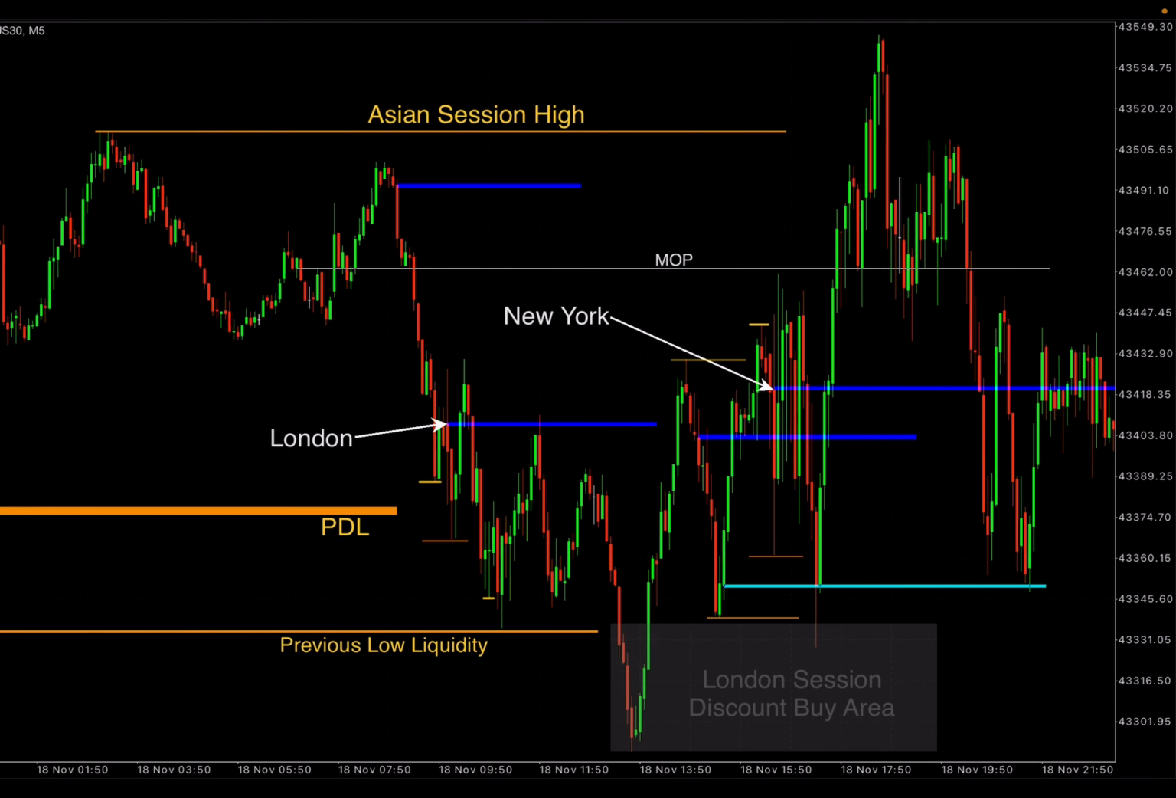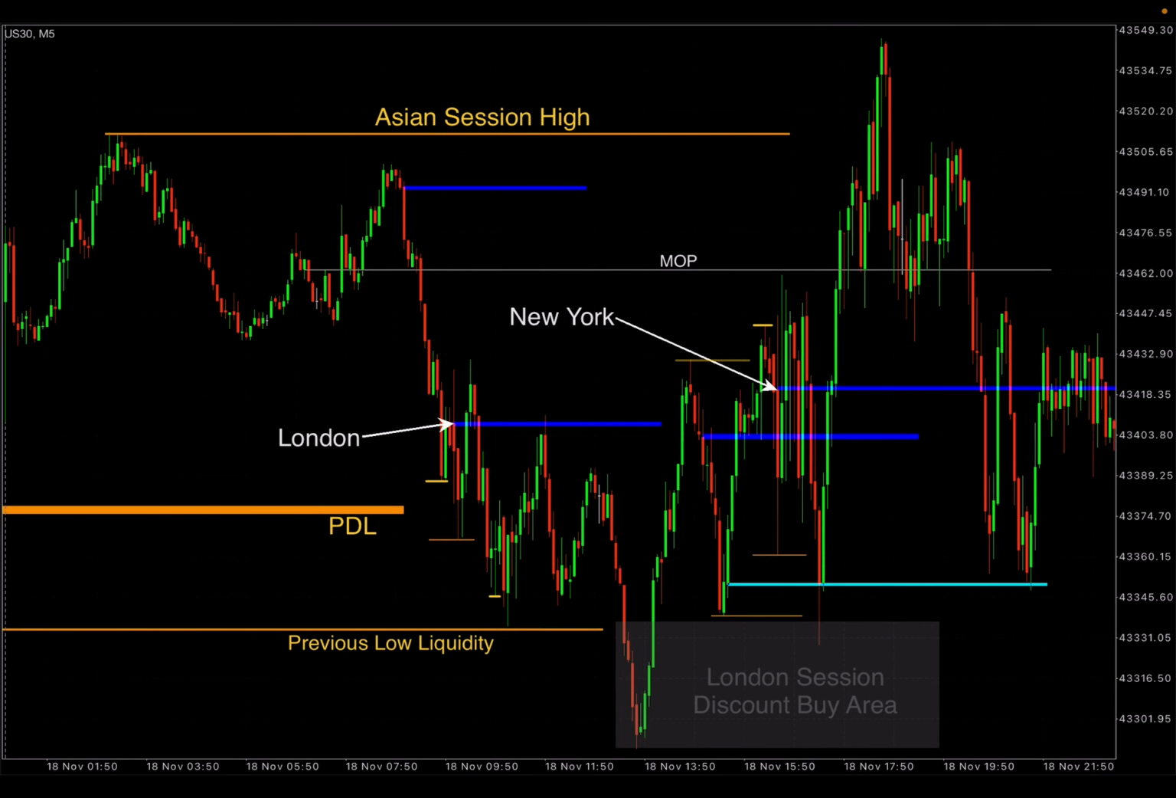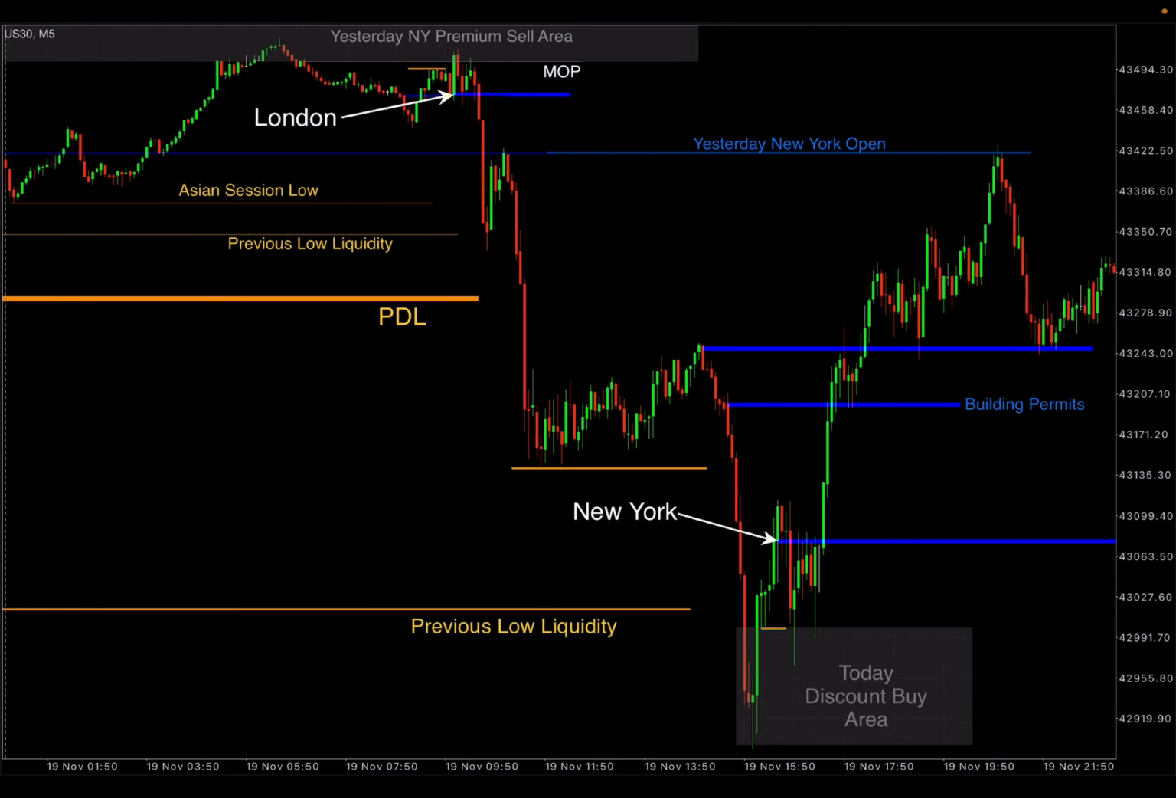Goes into the New York session. This is a bit messy, and what you'd be looking for is a continuation towards the upside from that London discount buy area. And that's what you got, one last liquidity grab. It would have probably cost you a few attempts, or you would have just had to sit and wait and be patient. Then you can see how price takes the Asian session high and then reverses.